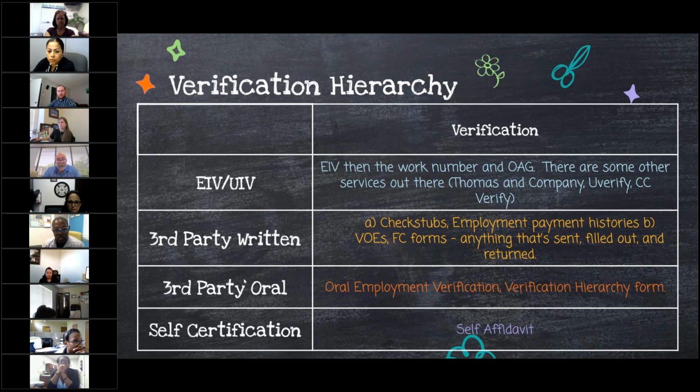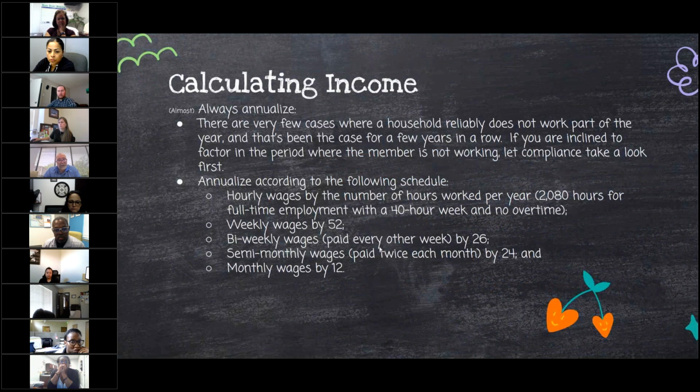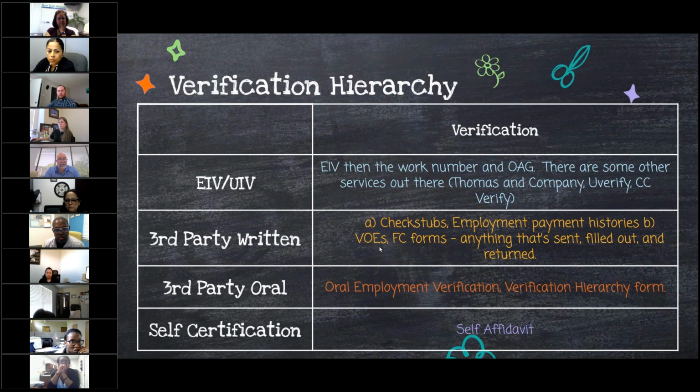The next step on the hierarchy is written third-party verification. Within this step, it actually has two sub-steps. The highest one within written third-party are things like check stubs or employment payment histories, things that are computer generated. The second level are things like VOEs or family contribution forms, anything that we send out, ask someone to fill out, and then they send back to us.